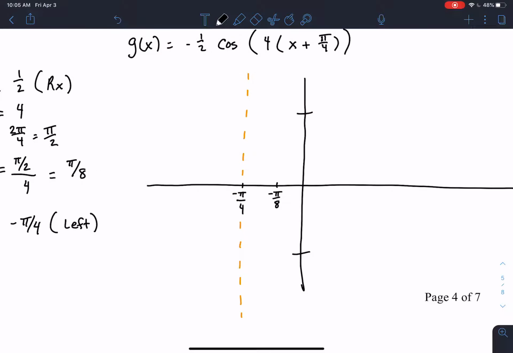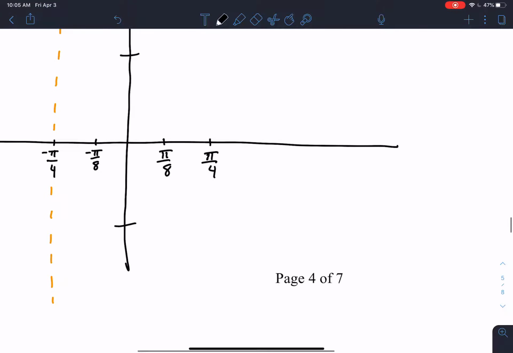Okay, so I got negative 2 pi over 8, or negative pi over 4, negative pi over 8, then 0, and then pi over 8, and then 2 pi over 8, which is pi over 4. Now, if you look at the distance from negative pi over 4 to pi over 4, right, that's actually pi over 2. Okay, so that's one period. So I just need to do one more to the right and then one more to the left.